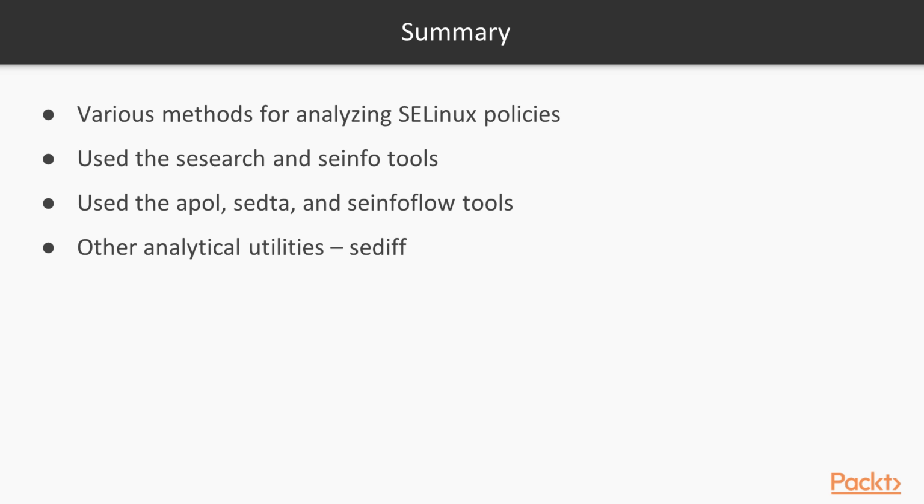In this section, we looked at various methods for analysing SE Linux policies. We started with a single-step analysis, using the SE Search and SE Info tools, and discovered that those tools have a lot of information to offer to administrators who want to analyse the active SE Linux policy. Next, we used the Apol, SE DTA and SE Info Flow tools to perform more in-depth analysis of the SE Linux policy. We ended the section with a few other analytical utilities. One of these was the use of the SE-Diff command, which displays the differences between two policy files, allowing administrators to ascertain whether an active policy on one system resembled another.